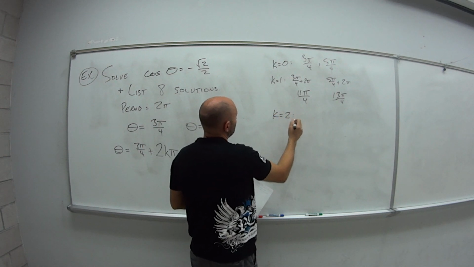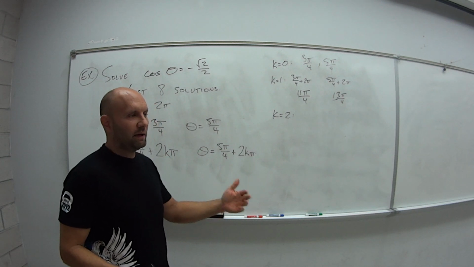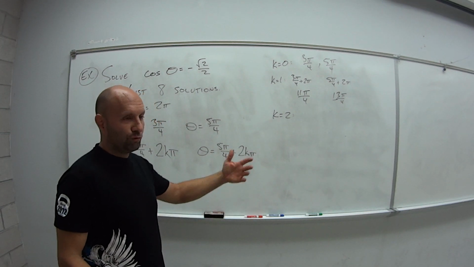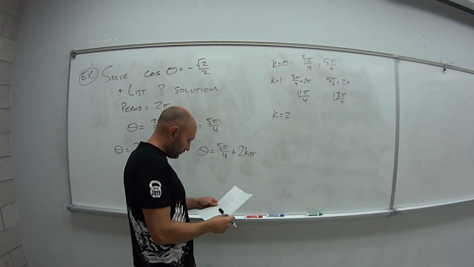If k is equal to 2, you can pick at this point whatever values you want. You can pick 2, you can pick 5, you can pick 10. We'll try -1, see how the negative affects it. All the values you pick are okay.